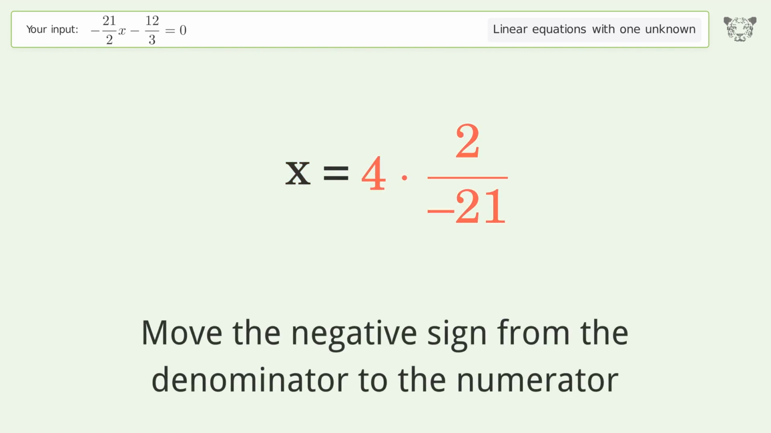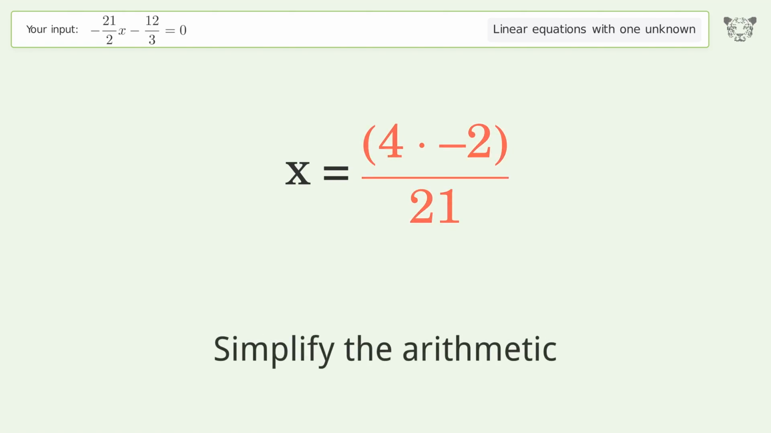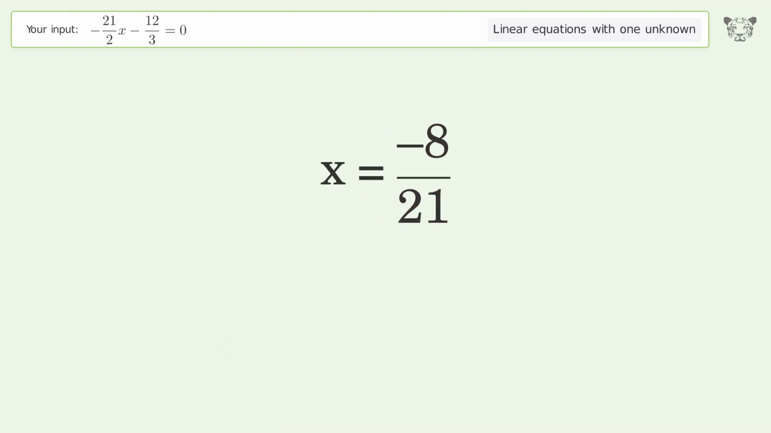Move the negative sign from the denominator to the numerator. Multiply the fractions. Simplify the arithmetic. And so the final result is x equals -8/21.